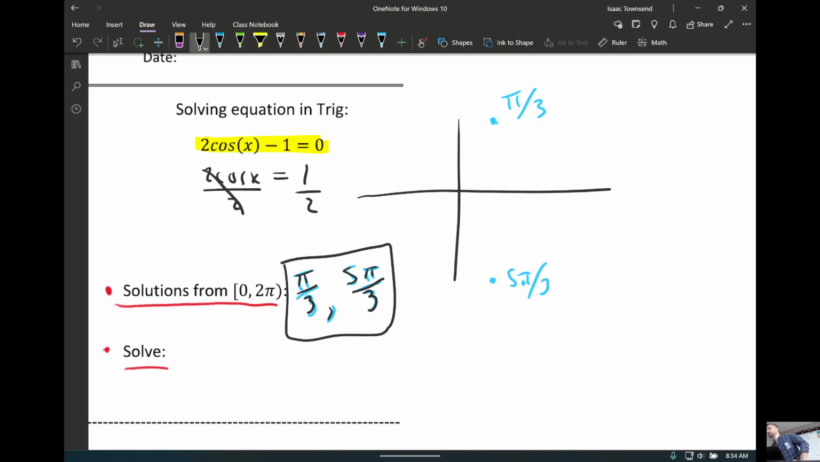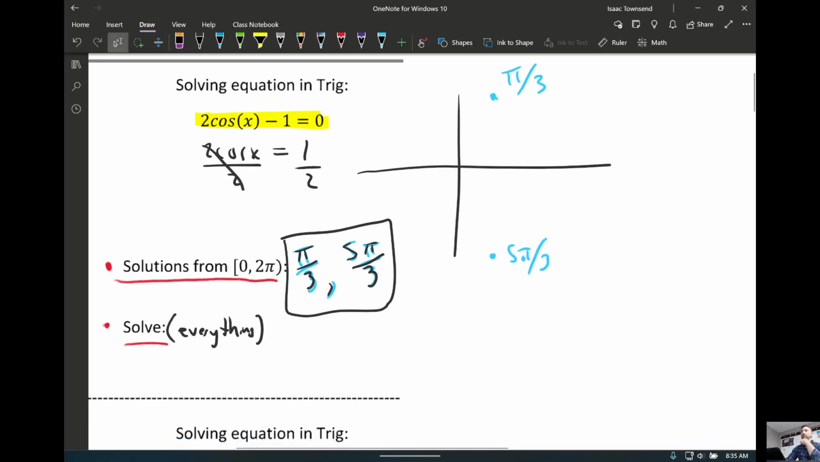But of course you guys know that you can go around the unit circle as many times as you want to. So just like pi over 3 is a spot, if you were to go one more rotation around and add 2 pi, as long as you land in that spot, cosine's still going to be 1/2. If you add 2 full rotations, you still land in the same spot, which means cosine still is 1/2. So when it says solve, this implies, you don't have to write this all the time, but this means everything. Not just the answers between 0 and 2 pi, but list out every possible answer.